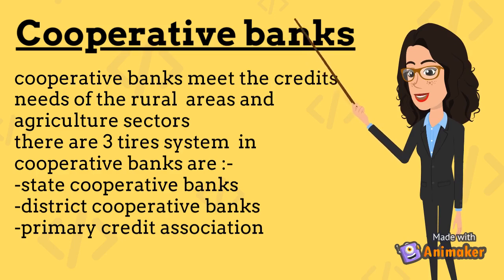Now the next is the primary credit societies. The primary credit societies are the last link in the three-tier system, and these societies are grassroots level institutions having a direct link with the people they intend to serve. The success and the strength of the cooperative credit depends upon the primary credit societies.